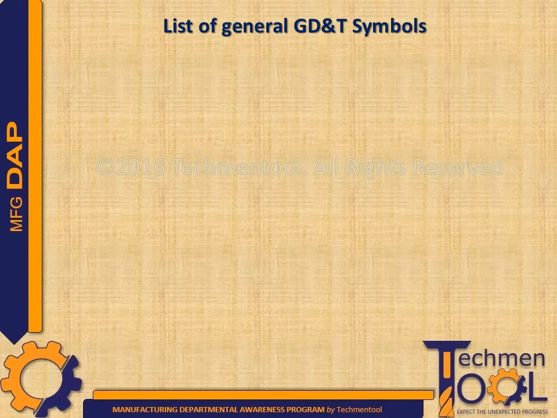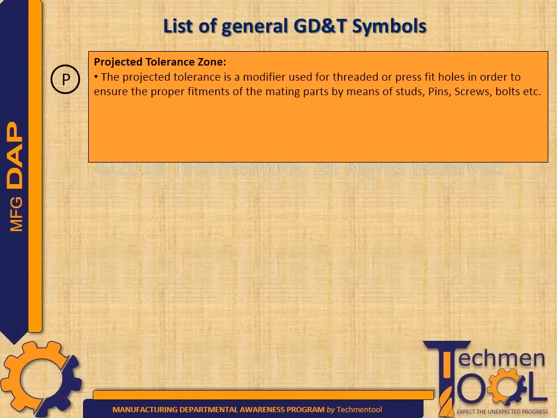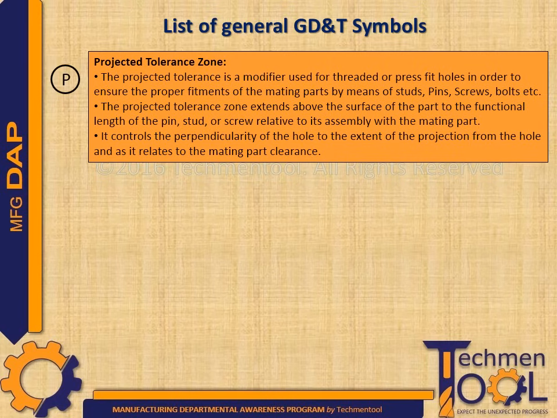Let us learn about projected tolerance zone. The projected tolerance zone is a modifier used for threaded or press fit holes in order to ensure the proper fitment of the mating parts by means of studs, pins, screws, bolts, etc. The projected tolerance zone extends above the surface of the part to the functional length of the pin, stud or screw relative to its assembly with the mating part.